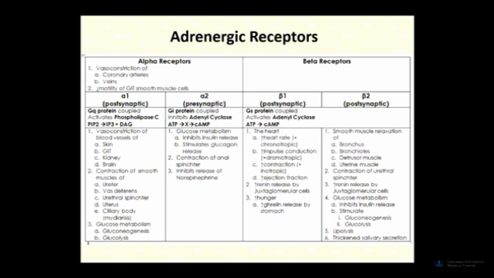Okay, so adrenergic receptors fall under two major categories, alpha receptors and beta receptors. And then under each category, we have alpha 1, alpha 2, beta 1, beta 2. Alpha 1 receptors are postsynaptic receptors, meaning that they are on the cell being stimulated. Alpha 2 receptors are presynaptic. They are actually on the cell releasing norepinephrine.